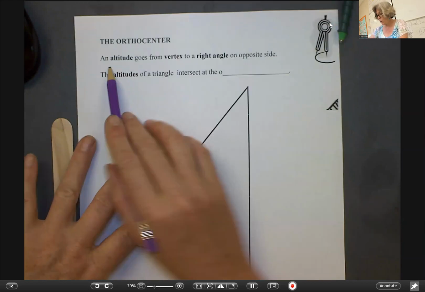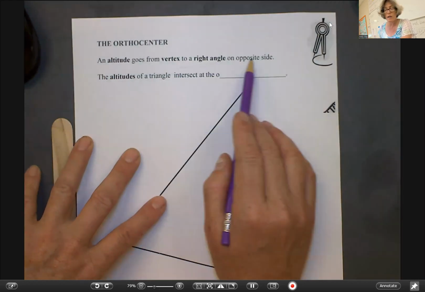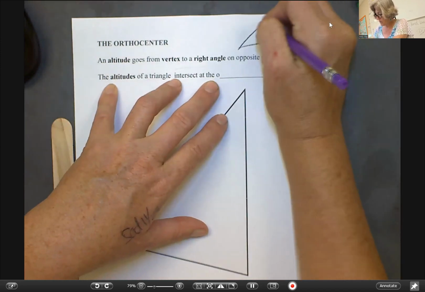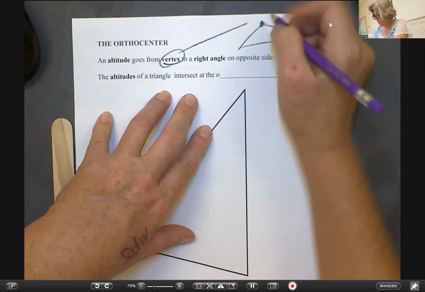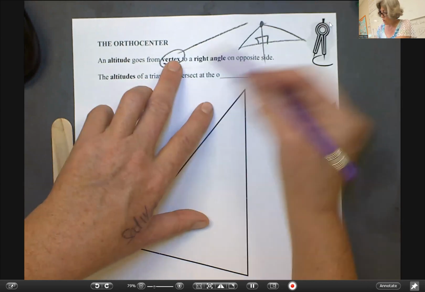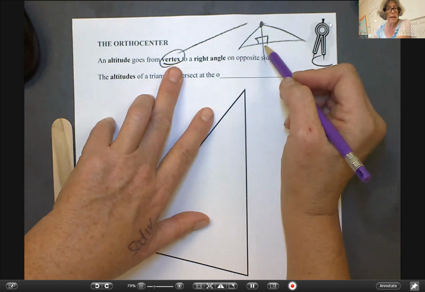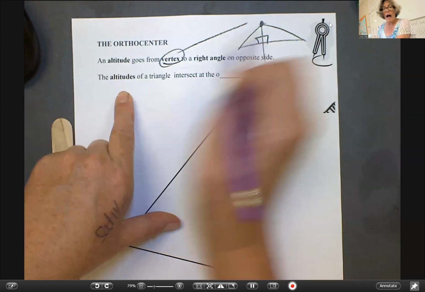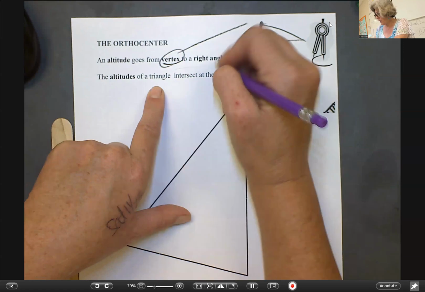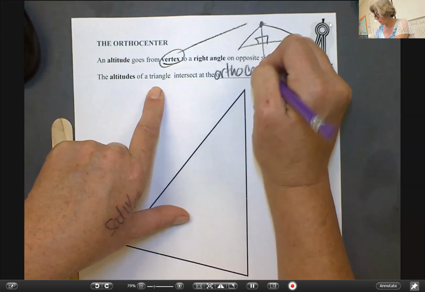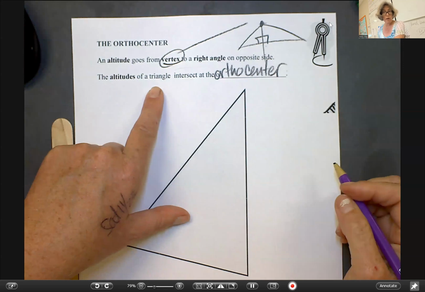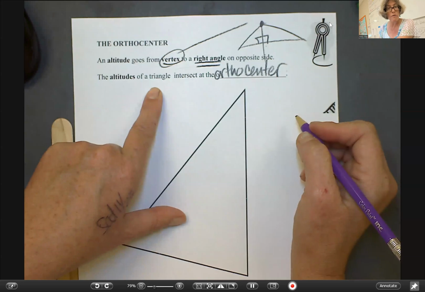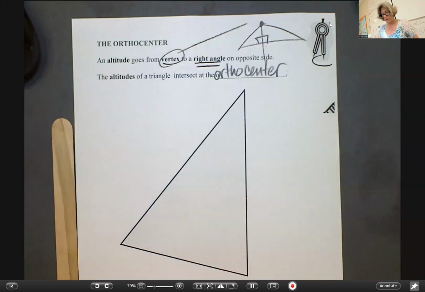An altitude goes from vertex to a right angle on the opposite side. Altitude starts at a vertex and hits the opposite side at a right angle. That is an altitude. Altitudes of a triangle intersect at the orthocenter. Orthocenter. So to construct an altitude, you must construct a perpendicular line from a certain point.